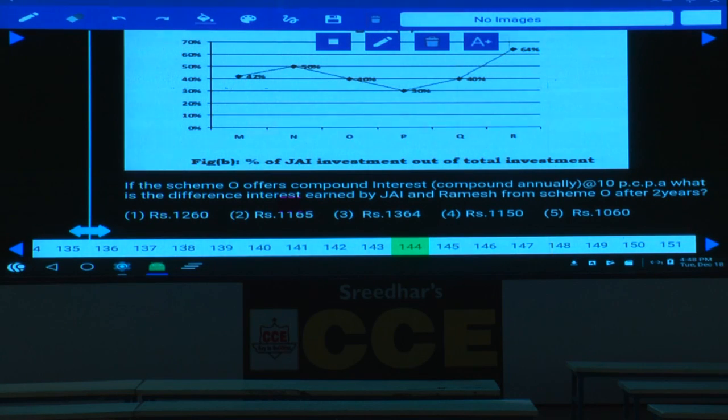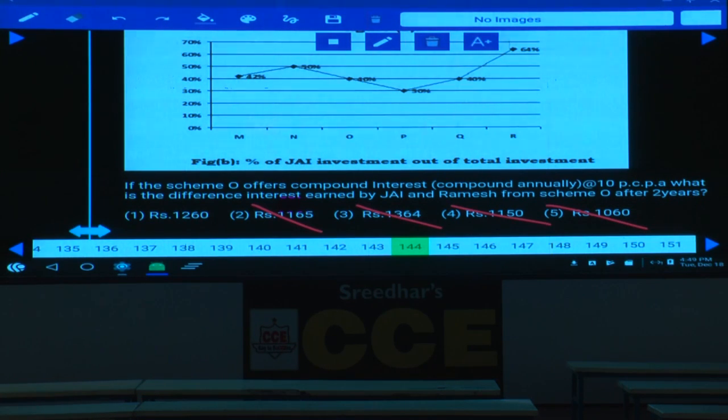Compound interest for 2 years at 10% per annum will be 20 plus 1, that is 21%. Right. So Jay will get 21% of his principal. Ramesh will also get 21% of his own principal. Difference will be again equal to 21%. 21% of some number will be equal to 3 multiple and 7 multiple. Let's verify 3 multiplication. Is your first option 3 multiple? Second option? Come on. Third option? Fourth option? Fifth option? There is only one 3 multiple, you are done.